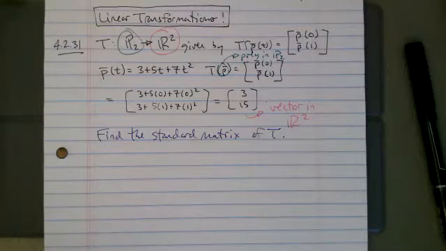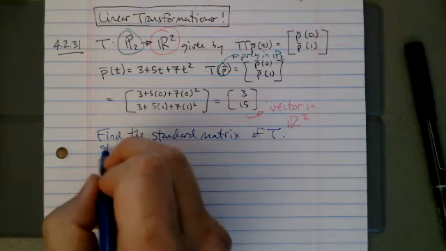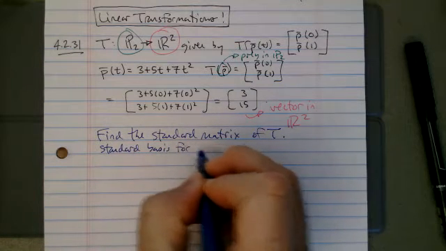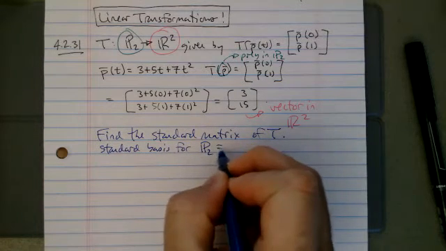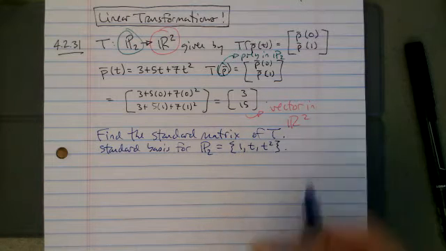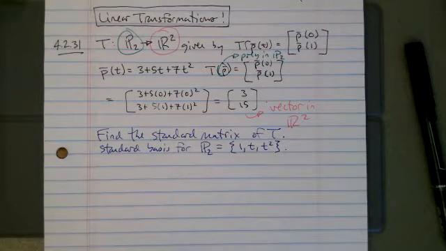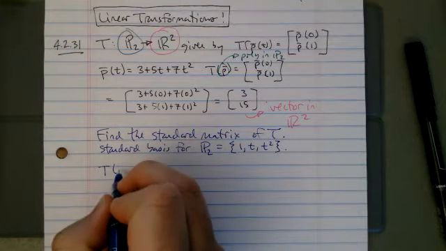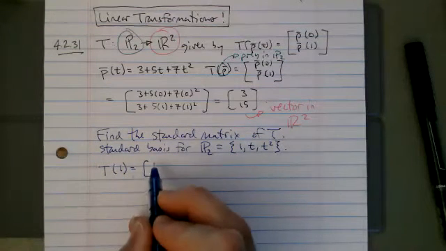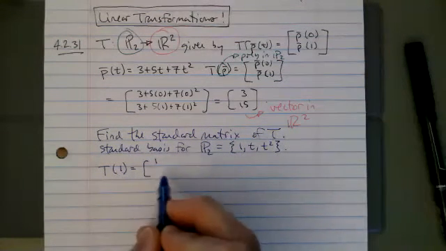The standard basis for P2 is 1, t, and t squared. And we know to find the standard matrix of T, we map the basis vectors. So if we plug in the polynomial 1, when we plug 0 into this polynomial, we get 1, and when we plug 1 into this polynomial, we get 1.